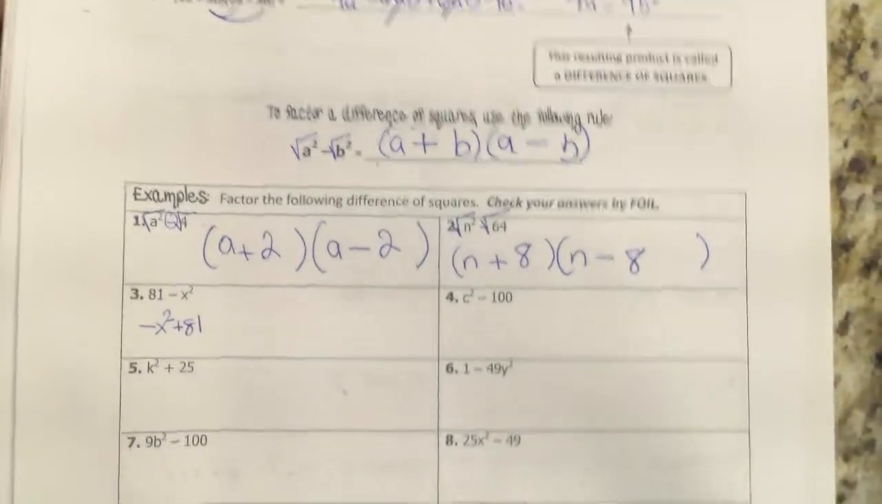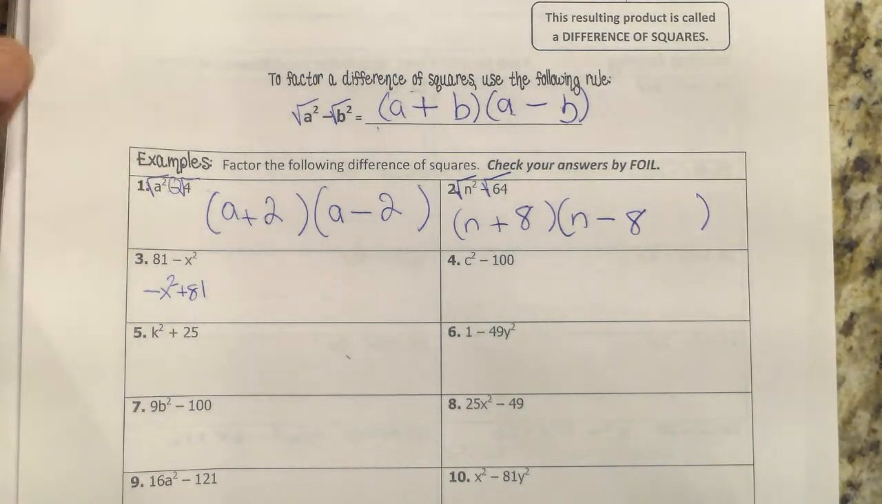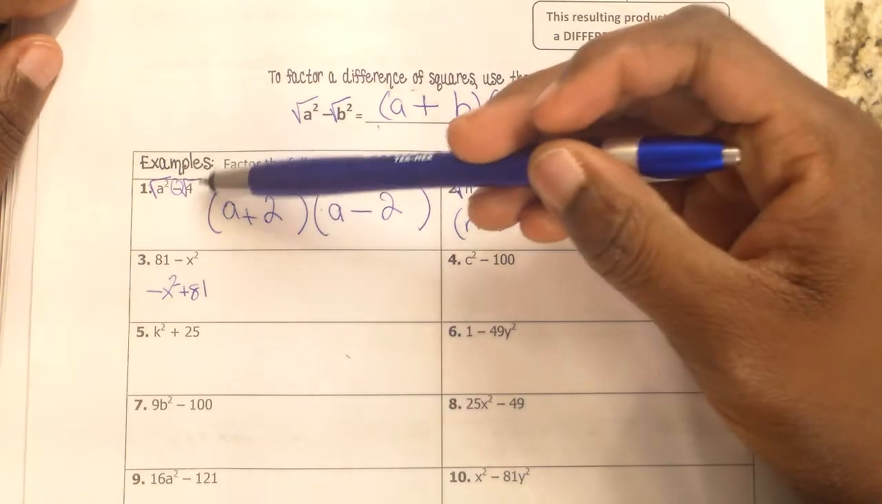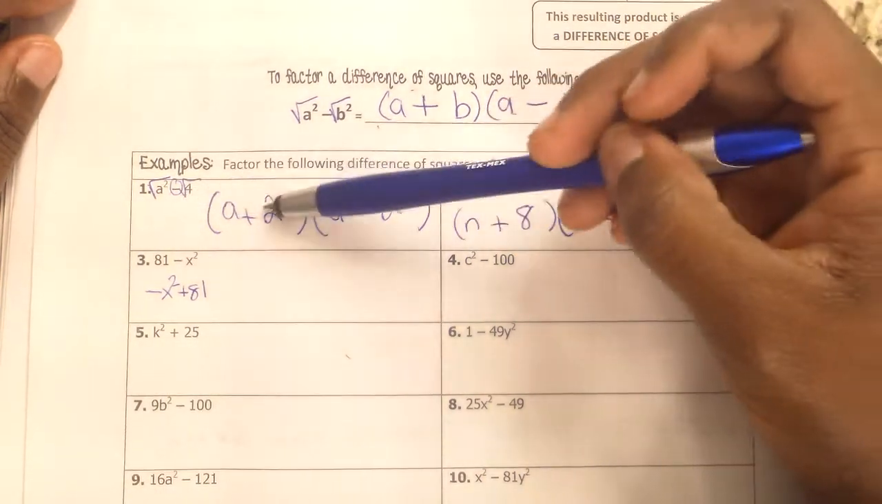I'll work out some examples. Those are the ones I was doing before I realized I didn't record. But if I recap it, the square root of a squared is a and a. The square root of 4 is 2 and 2. And they have opposite signs.